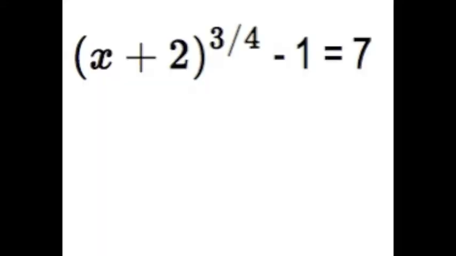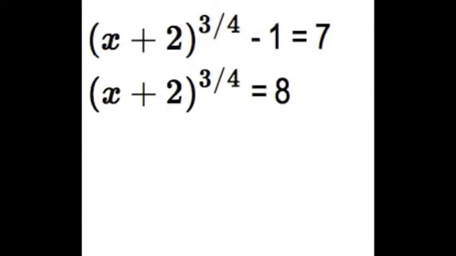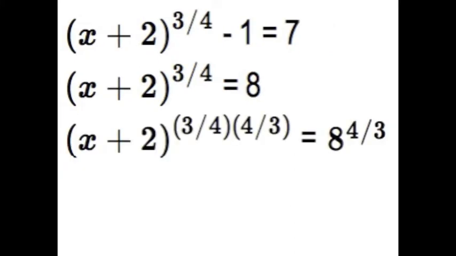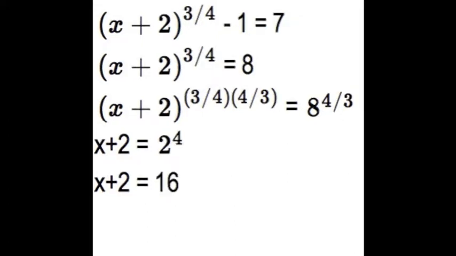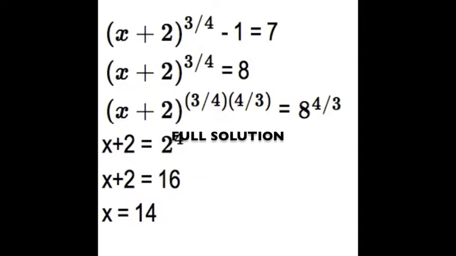Here's the first problem. Solve (x plus 2) to the 3/4 power minus 1 equals 7. First, you add 1 to both sides, so it's (x plus 2) raised to the 3/4 power equals 8. Then, you raise both sides to the 4/3, so it's (x plus 2) to the 3/4 times 4/3 equals 8 to the 4/3. This will get you x plus 2 equals 2 to the 4th, or x plus 2 equals 16. Then you subtract 2 from both sides, so x equals 14.